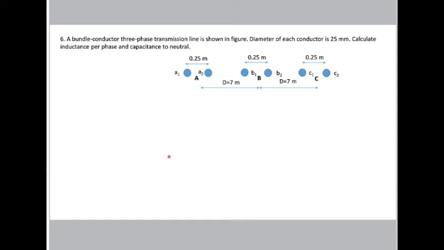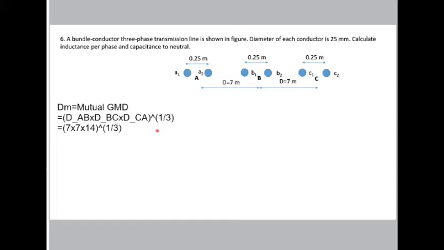So this one is an easy one actually. What we have to do, we can calculate the mutual GMD first. DM, the mutual GMD, is easy. We take DAB times DBC, the distance between B and C, times DCA, the distance between C and A. We have 3 terms in it, so we take the corresponding root, which is 1/3. If we put those values here, DAB is 7, DBC is also 7, DCA is 14. We put those, and then we take the cube root.